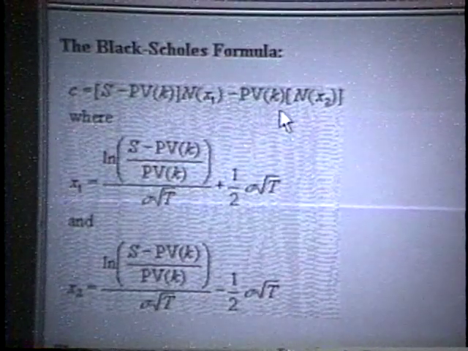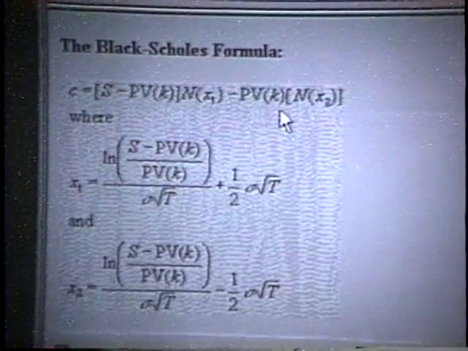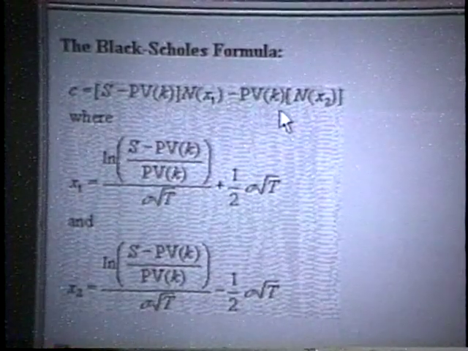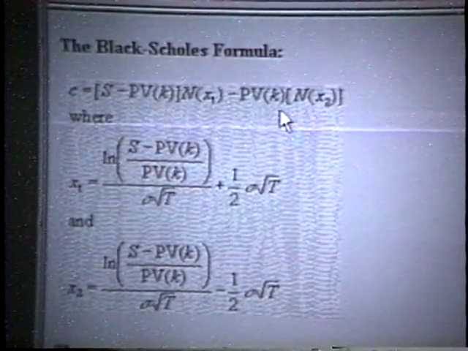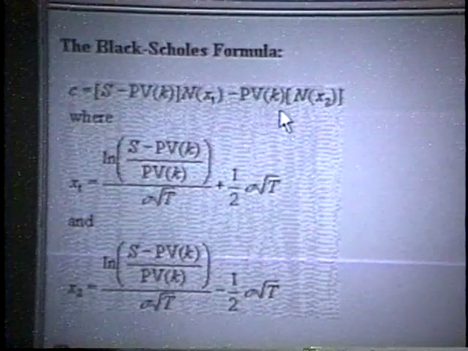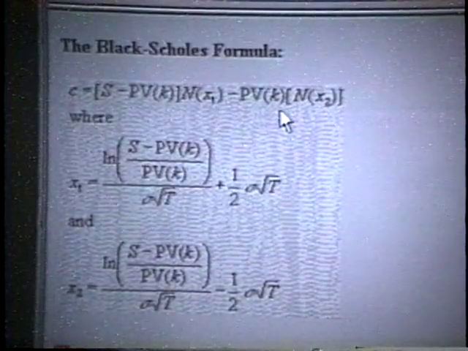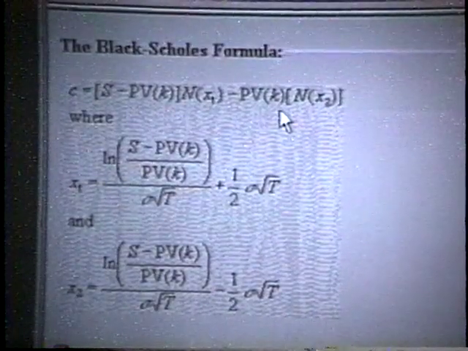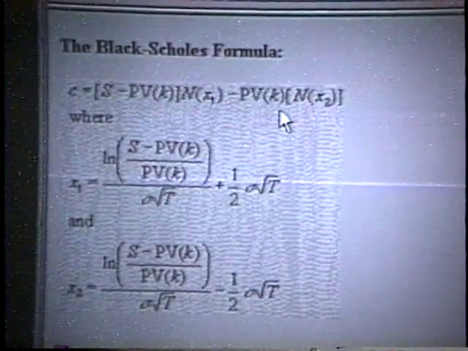That's not too bad. Now we're missing something. What we're missing is that we've got an S minus PV of K today. But what we need is some assessment of the probability that S is going to exceed K. So we have to add that extra piece.